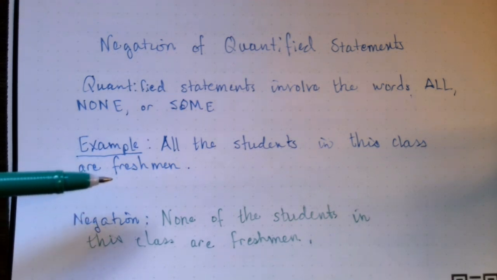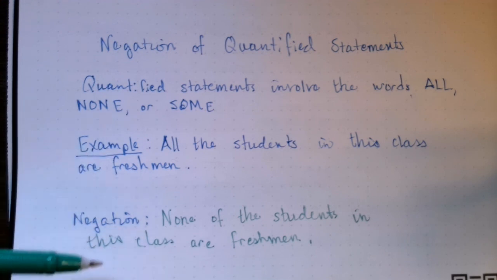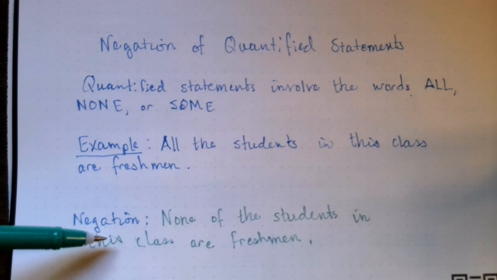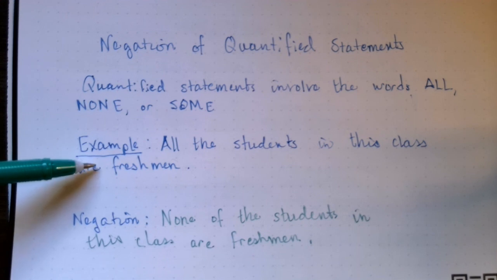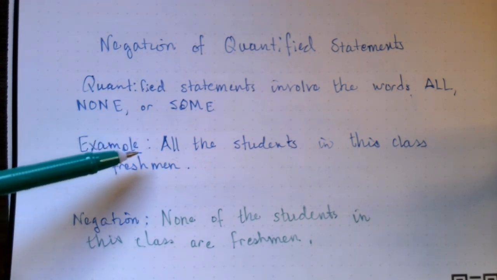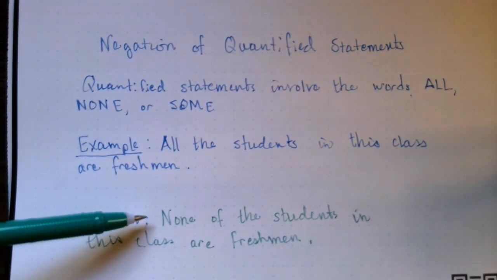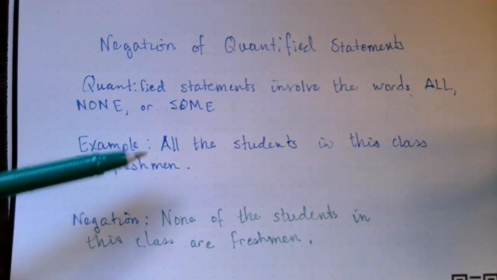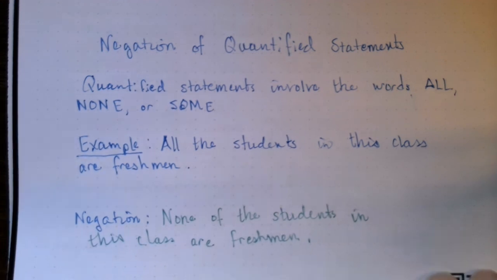Okay, because remember, whatever truth value a statement has, its negation has to have the opposite truth value. Now I just told you this statement is false because we have a mix of students. We have all classes, freshman, sophomore, junior, and senior. So this statement is also false. So what I have down here cannot be the negation. Okay, so I'm going to have to change it.